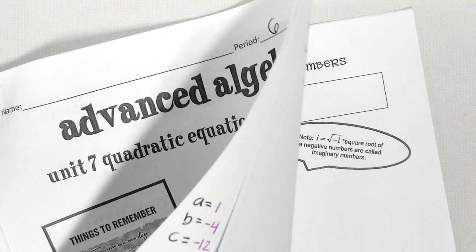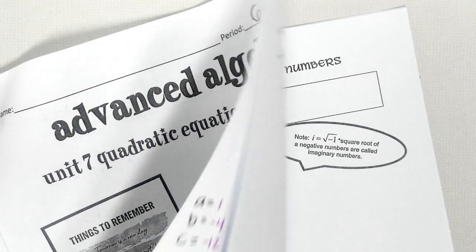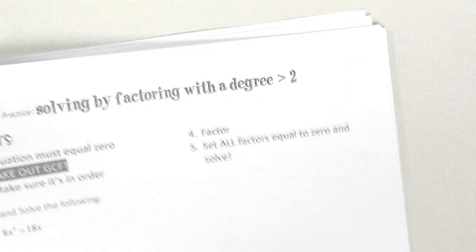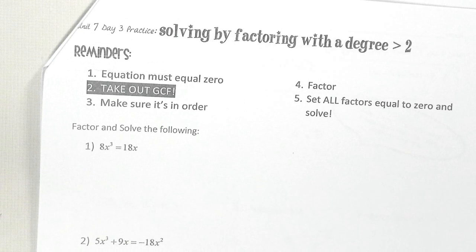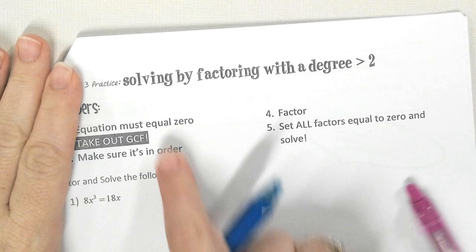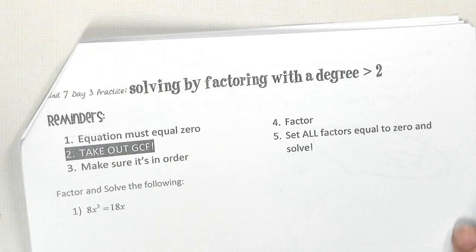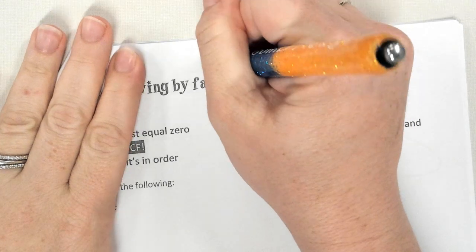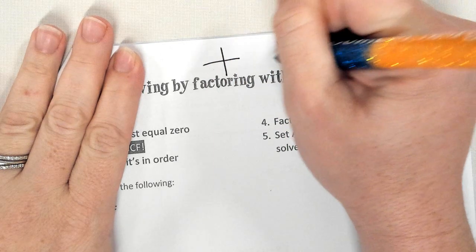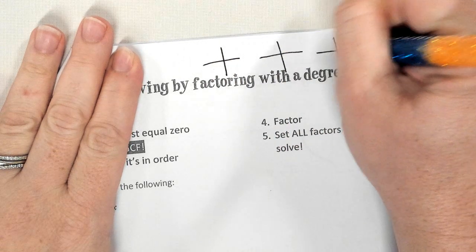Okay, so the only difference from yesterday's, or I guess Monday's and today's, because yesterday we just practiced op notes, is now we're dealing with cubes versus just quadratics. So if you look, it says solving by factors with a degree greater than 2. Well, most of them are going to be cubes. But if you think about it, pretty much all we're dealing with is cubes.